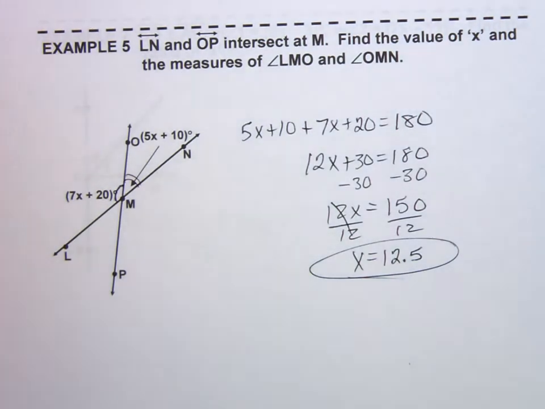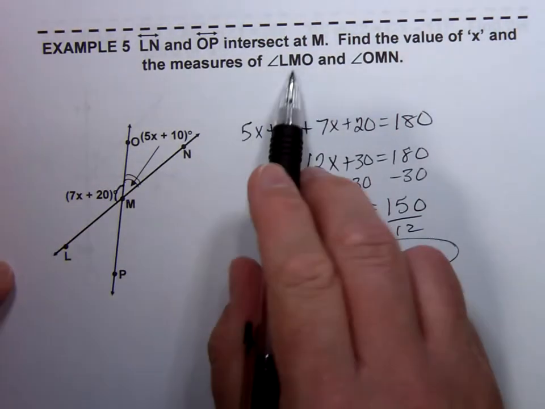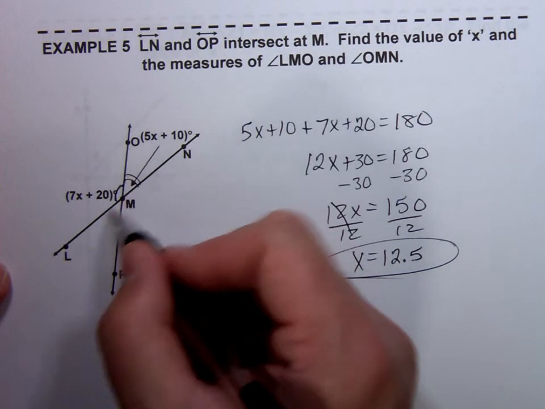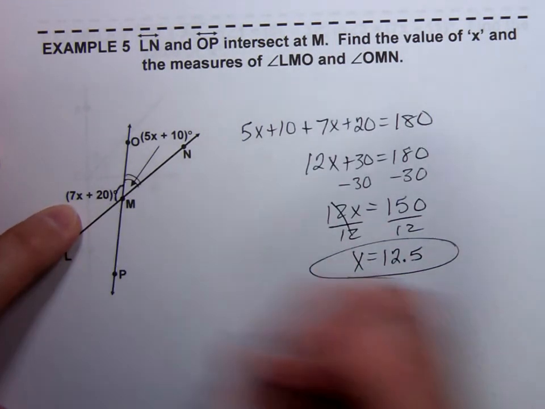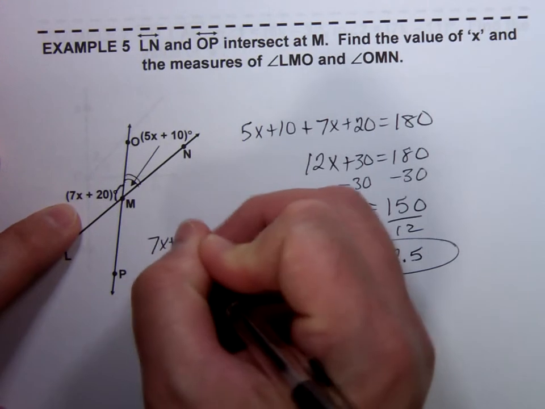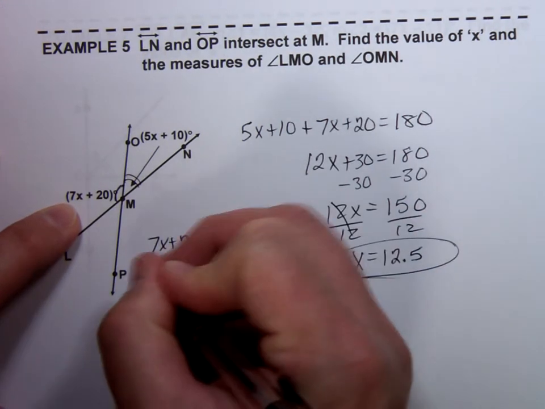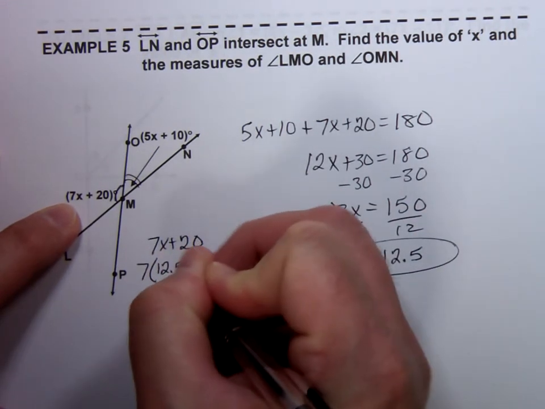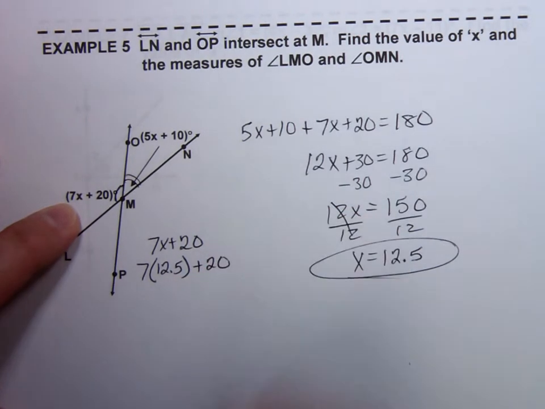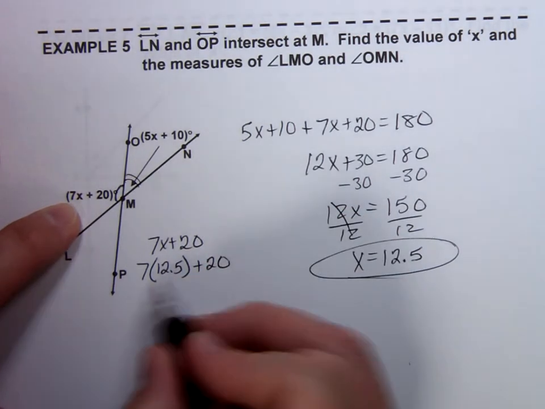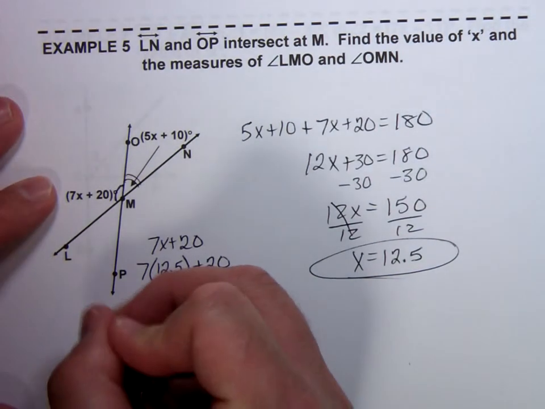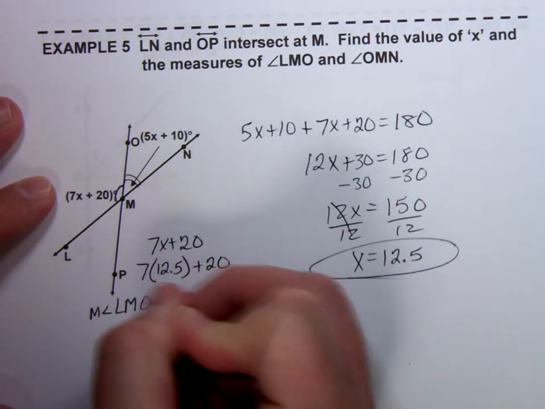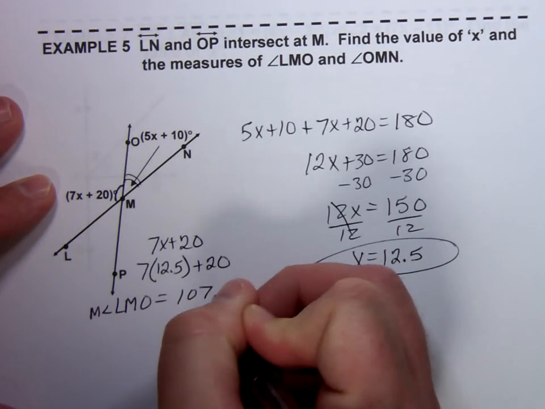Now we need to find the measure of angle LMO. Angle LMO, they gave us an expression for this one. It's 7x plus 20. So I'm taking that 7x plus 20 and I'm substituting 12.5 in place of x. And if I do 7 times 12.5 and add 20, we find out that the measure of angle LMO is equal to 107.5 degrees.